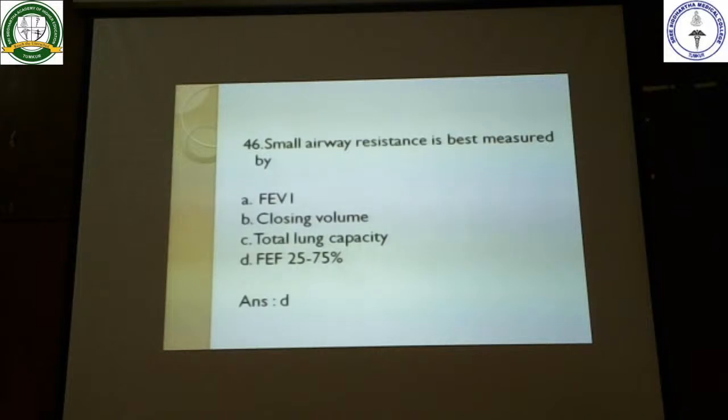Okay, so FEV1 is nothing but you are expiring forcefully. Whenever you have time, that is 1, 2 and so on, at the first second, how much amount of air is expired will give the FEV1. You have another term called FEF 1200 to 2000, which will measure the large airway resistance.